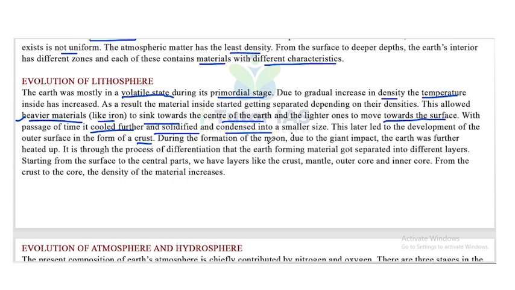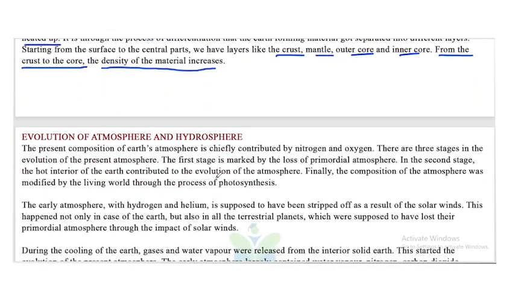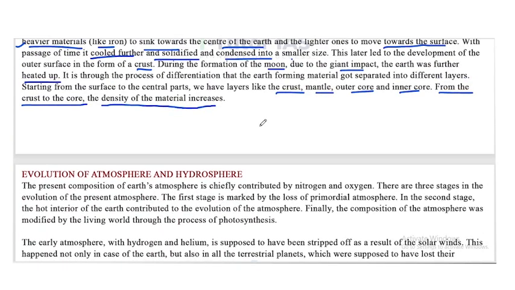During the formation of the Moon, due to a giant impact, the Earth was further heated up. It is through the process of differentiation that the Earth forming material got separated into different layers. Starting from the surface to the central parts, we have layers like the crust, mantle, outer core, and inner core. From the crust to the core, the density of the material increases. The core is more dense.